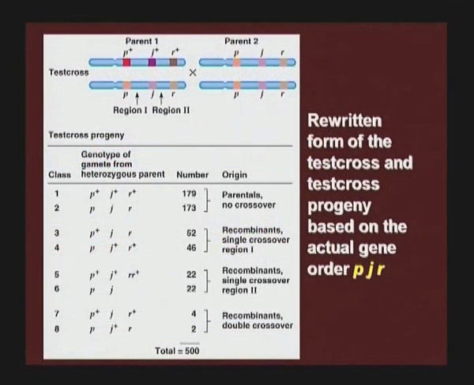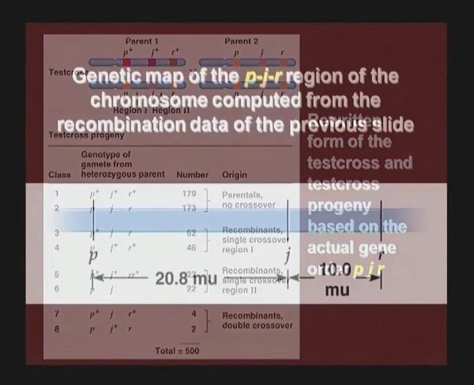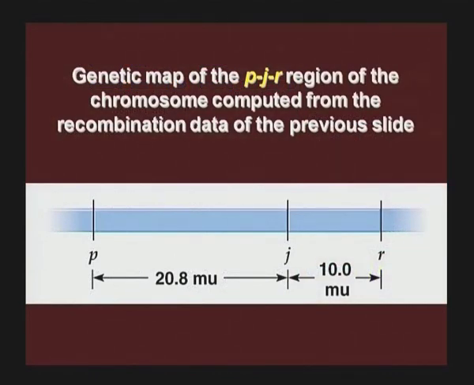The rewritten form of the test cross is shown in this diagram for the characters P, J, R. The genetic map of the PJR region of the chromosome, computed from recombination data, shows the distance in units of recombination and crossing over, that is map units, and 20.8 and 10.0 units have been shown as the distances between the P, J and R genes.